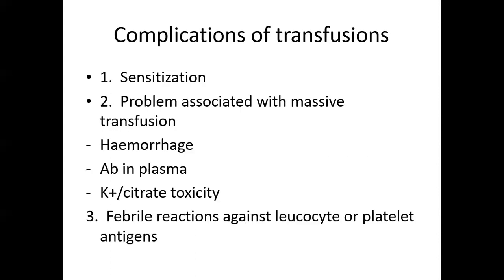Another common complication, and these are some of the commonest problems associated with massive transfusion, is that as you are giving several units of blood that is anticoagulated, you end up overloading the recipient with anticoagulant. So you may end up with a hemorrhage, and with a lot of antibodies in the plasma.